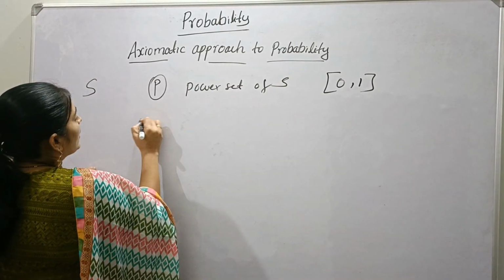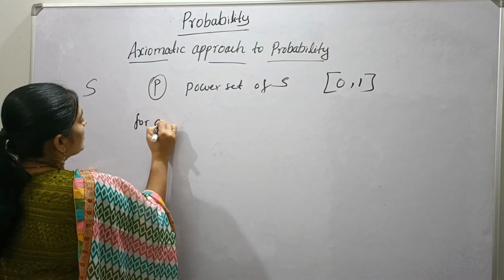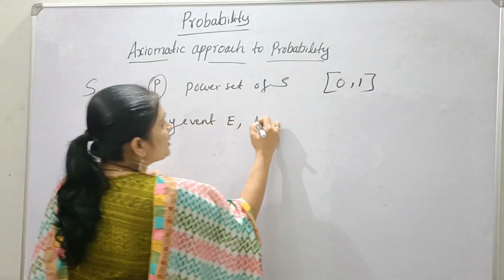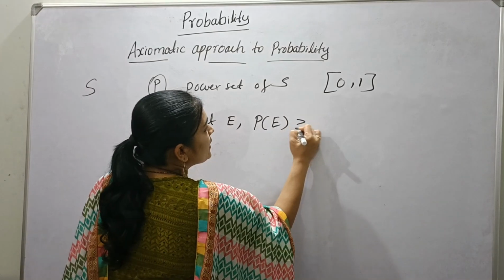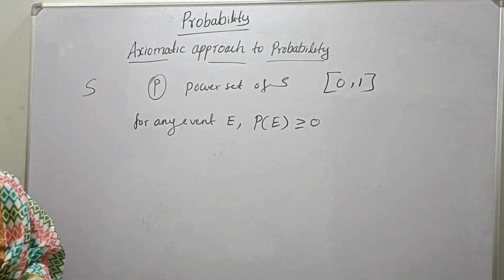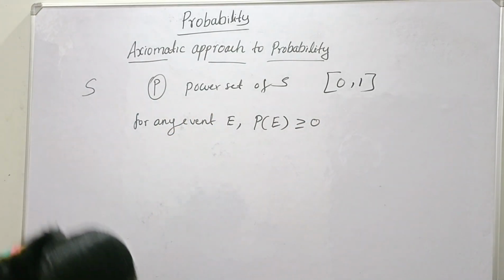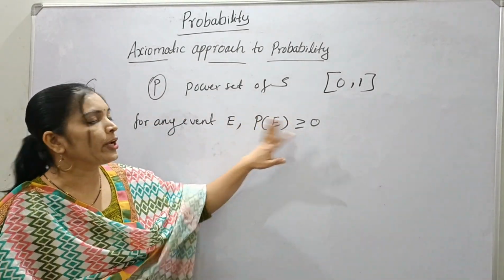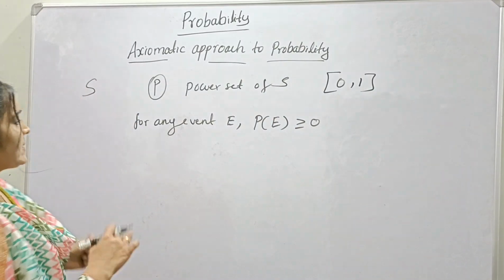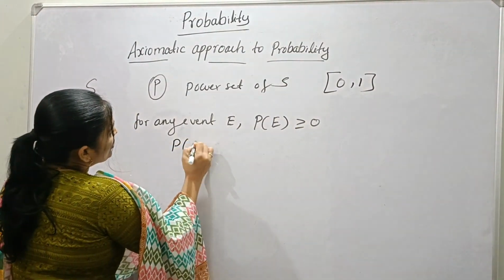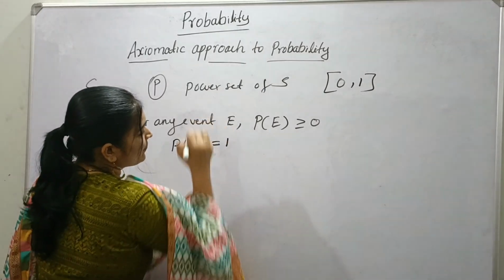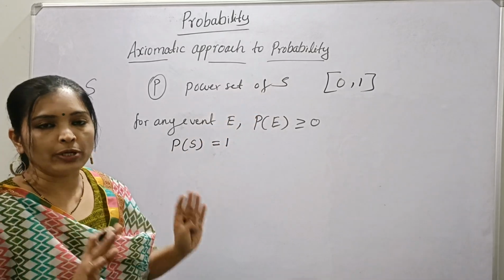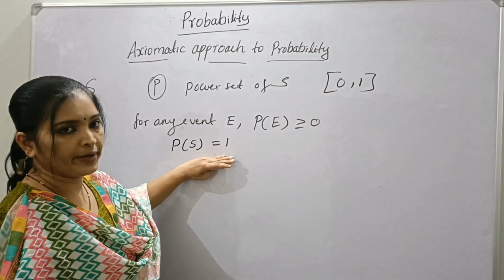The axioms are: for any event E, probability of E is greater than or equal to 0. That is, the probability of any event should be greater than or equal to 0. Next, probability of S is equal to 1. That is, the probability of the sample space is 1.